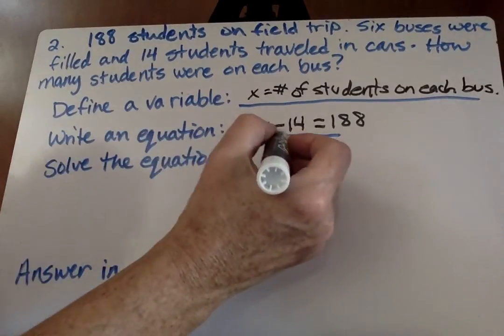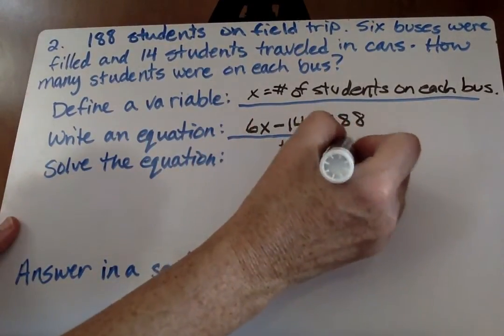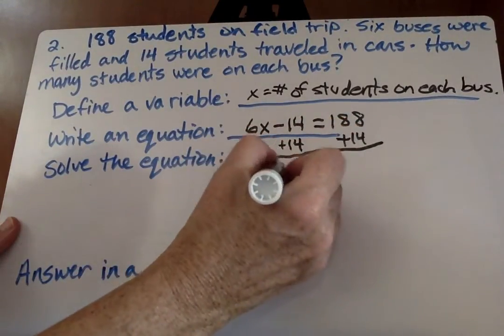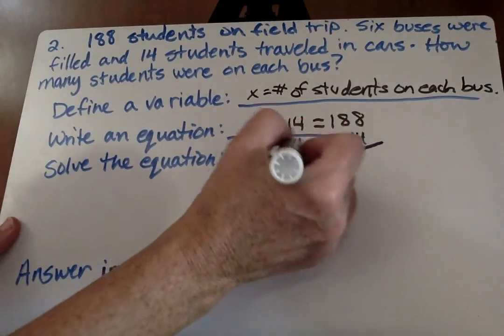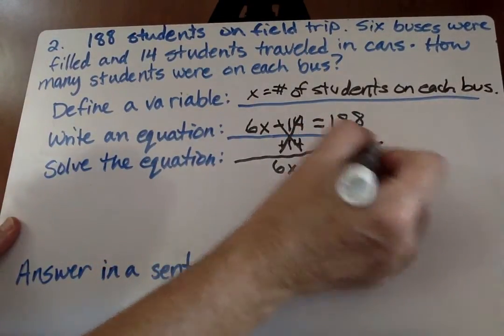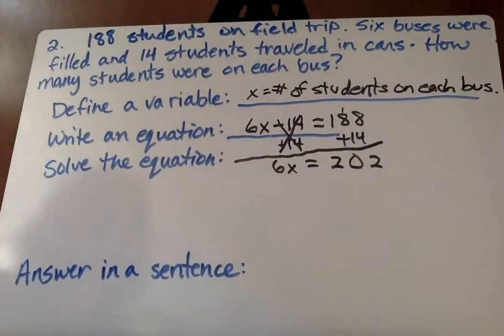Now we're going to solve that equation. We're going to add 14 here, add 14 here. So then we get 6x. Oh, remember this is like the toddler. 6x equals 202.